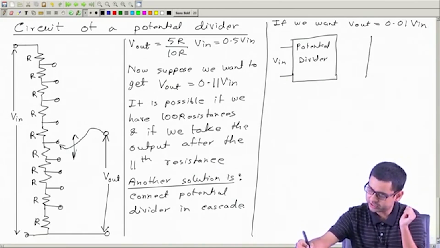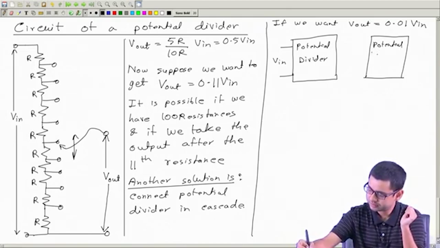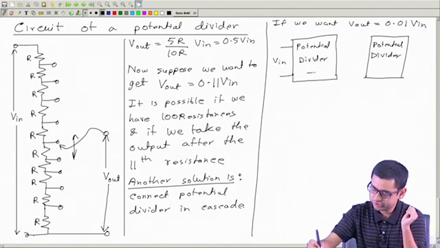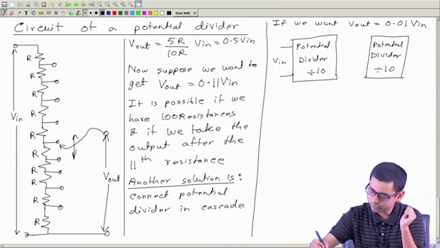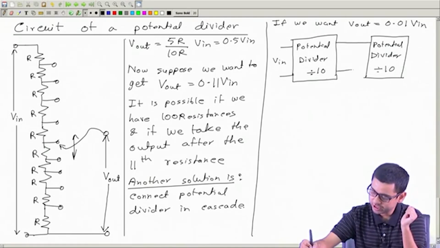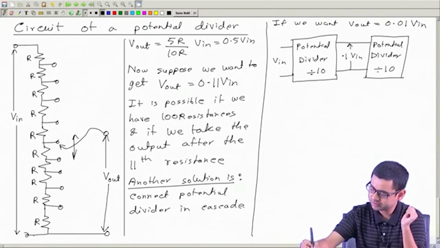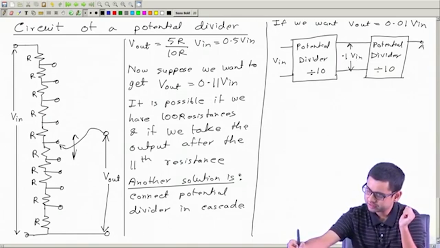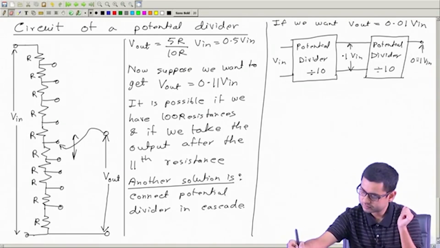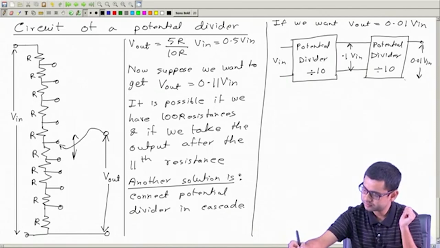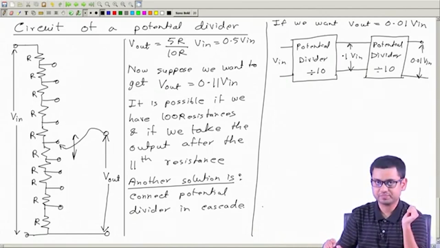Then we can take two potential dividers. This will divide by a factor of 10, and this will divide again by a factor of 10. The output of this potential divider will feed the input of the second one. So, this voltage will be 0.1 times V in, and then here we will get 0.01. So, this is a solution.